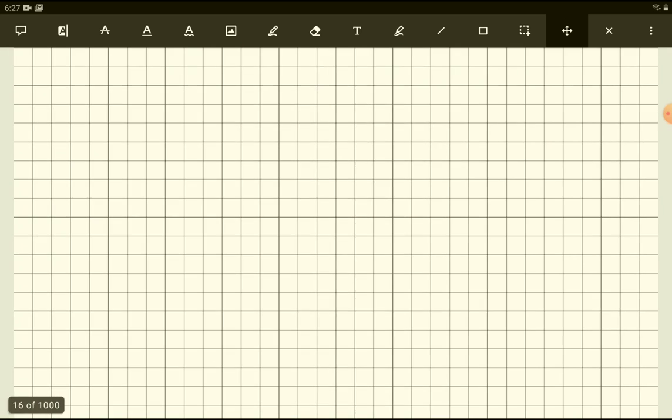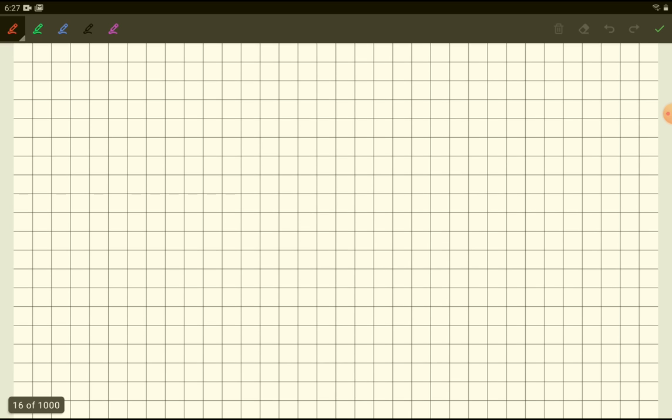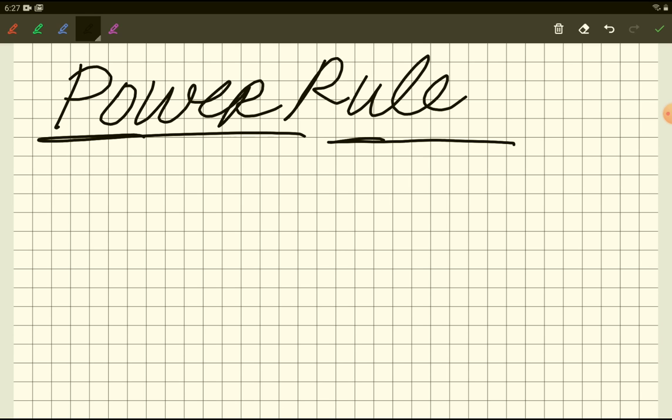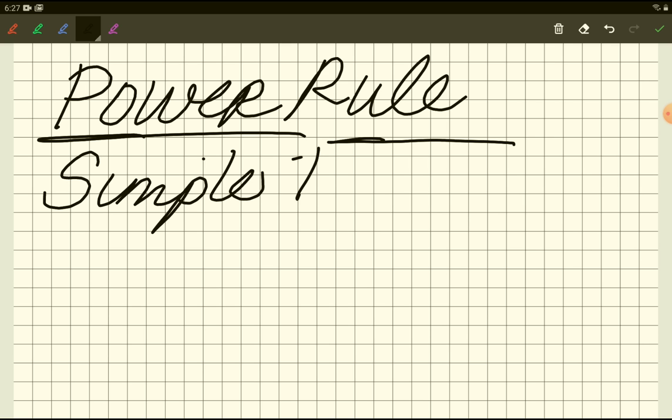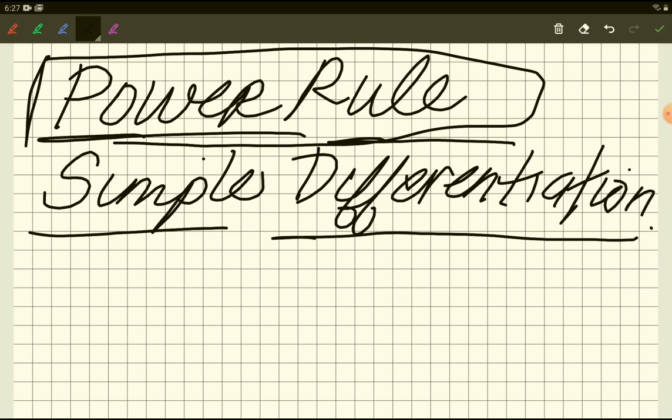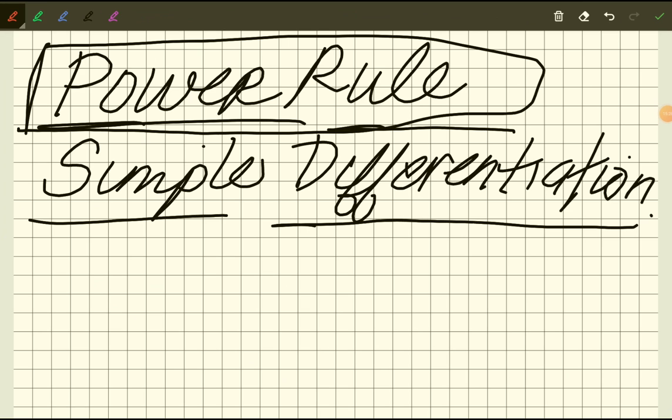Okay, so let's do the power rule. This is called the power property, the power rule of differentiation. This is simple differentiation. There are more that we're going to discuss, but the power rule is the most iconic. Okay, I do want to start with that one. And so it's a very, very simple law.